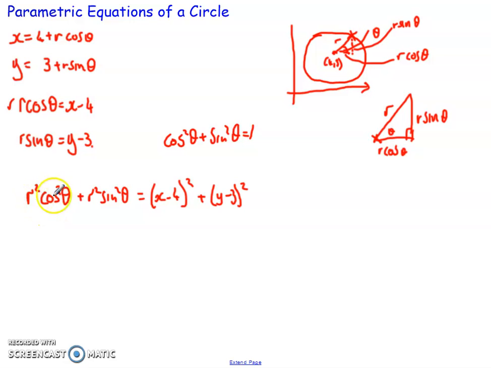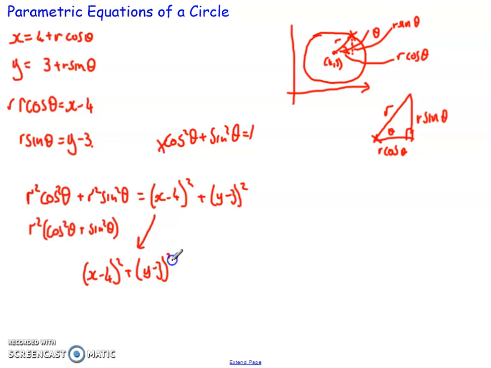Now if I look at this side here, if I take r squared out as a common factor, I get r squared bracket cos squared theta plus sine squared theta. And as we've just stated here, cos squared plus sine squared is equal to 1. So I can rewrite this as (x - 4)^2 + (y - 3)^2 = r^2. And we know that that represents a circle, radius r, with a centre at (4, 3).